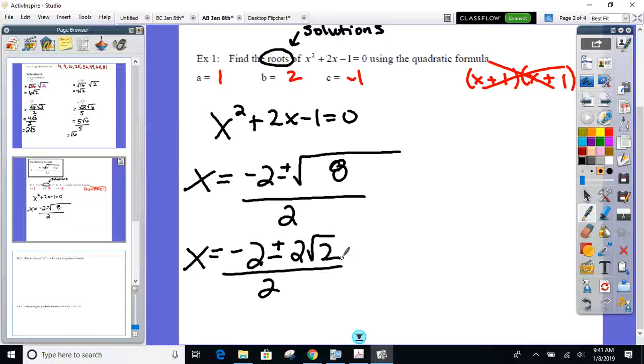Square root of 4 and square root of 2. Do you think I could go further? Because I want this simplified all the way. No decimal answers either. That's garbage. Get that out of here.